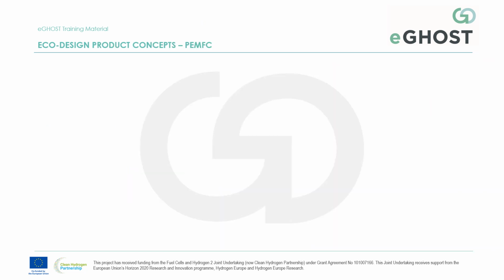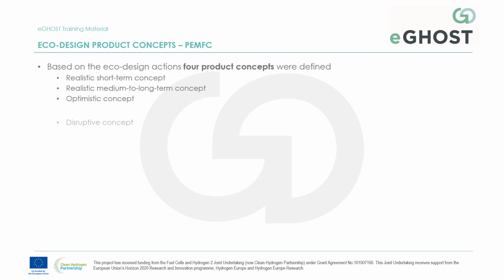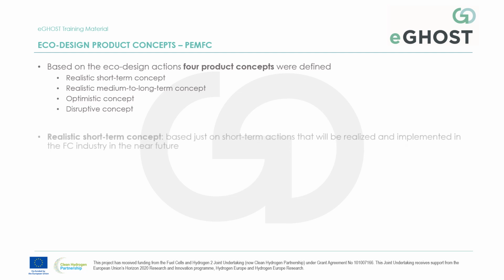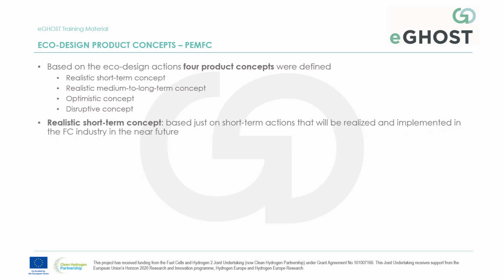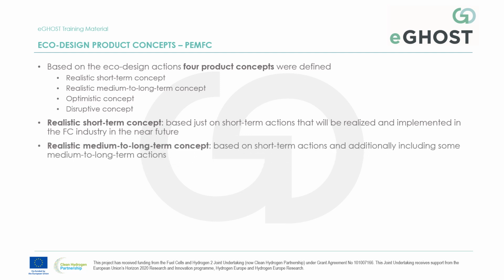So based on those actions, we define the product concepts. We define 4 product concepts: the realistic short-term concept, realistic medium to long-term concept, optimistic concept, and disruptive concept. The realistic short-term concept is based just on the short-term actions that will be realized and implemented in the fuel cell industry in the near future. The realistic medium to long-term concept is based on the short-term actions and additionally includes some medium to long-term actions.